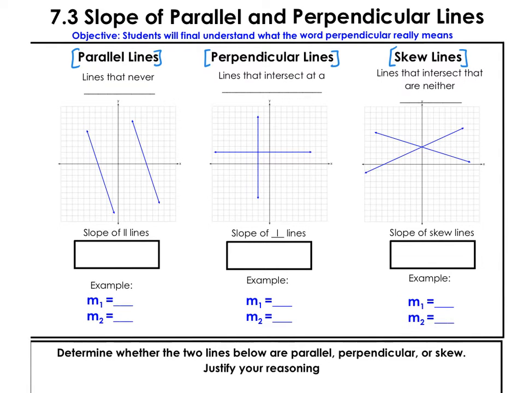Parallel lines are lines that never touch. They'll just go on and on and never touch. So if you see these two lines right here, they are parallel. They go on forever without touching, okay?